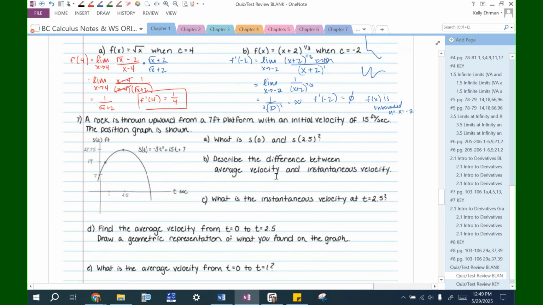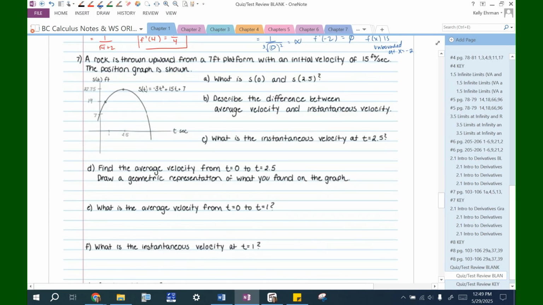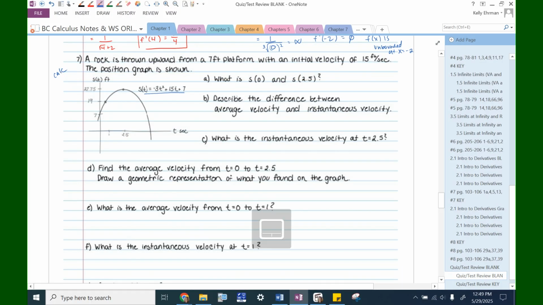All right. A rock is thrown upward from a 7-foot platform with an initial velocity of 15 feet per second. Here's the position equation and the graph. What is s of 0 and s of 2.5? So are we using a calculator for this? S of 0, I don't need. Actually, no, I don't need a calculator because it's actually on here. So s of 0 is 7 feet. And s of 2.5 sure looks like it's 27.75. I'm not going to take the time to confirm on my calculator.